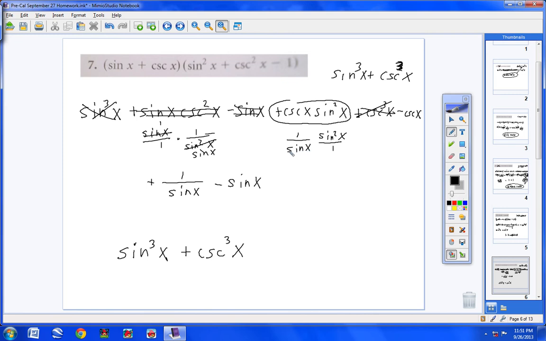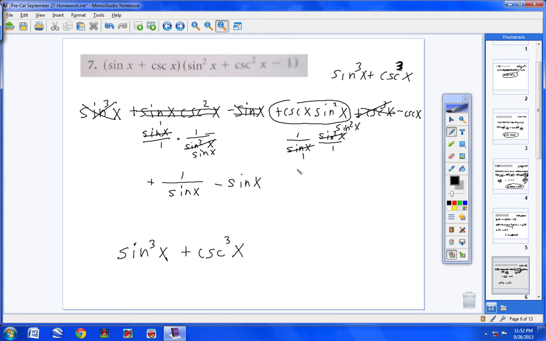This sine right here would cancel into this one times the sine. In other words, let me do that again. I don't think I explained that very well. You have two sines here and one sine here, so take one away from that one, take one away from this one, and look what you're left with.